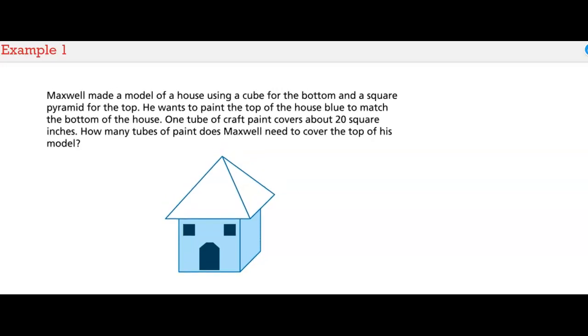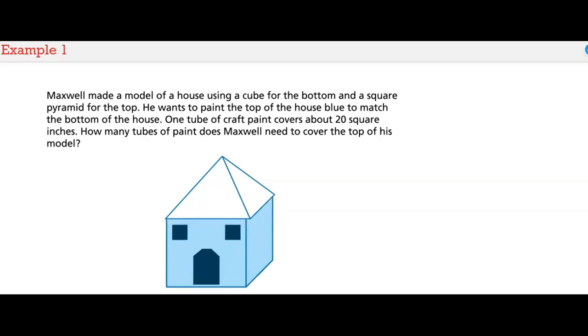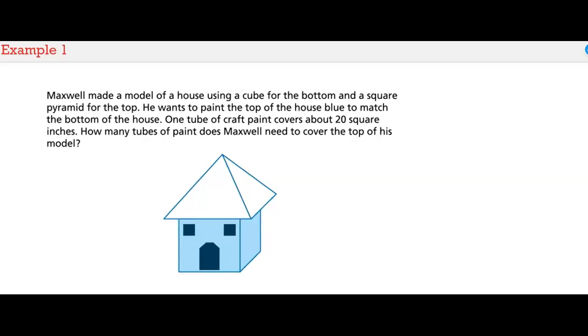Maxwell made a model of a house using a cube for the bottom and a square pyramid for the top. He wants to paint the top of the house blue to match the bottom of the house. One tube of craft paint covers about 20 square inches. How many tubes of paint does Maxwell need to cover the top of his model?